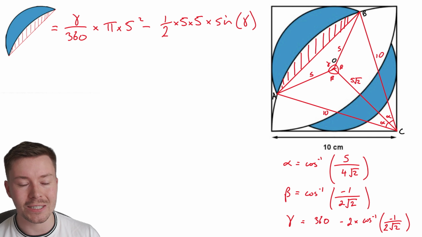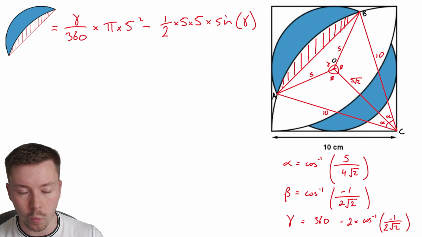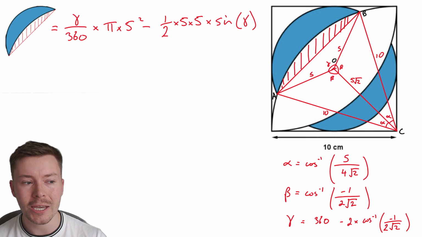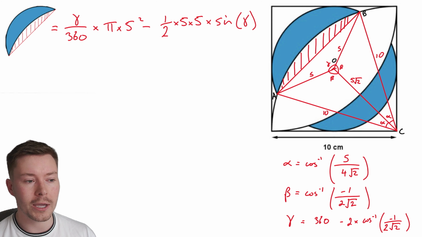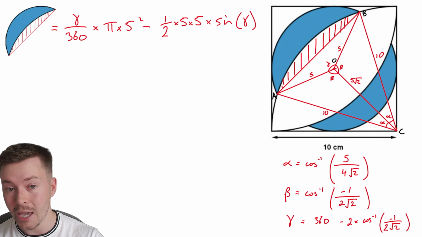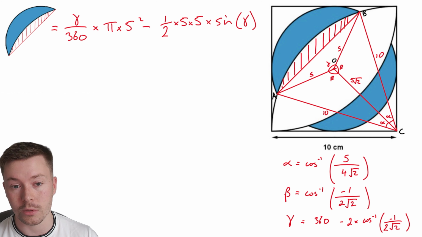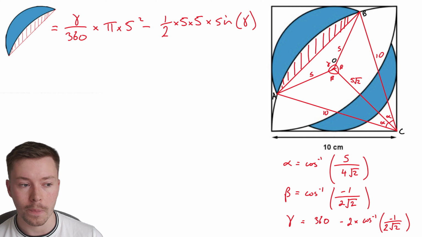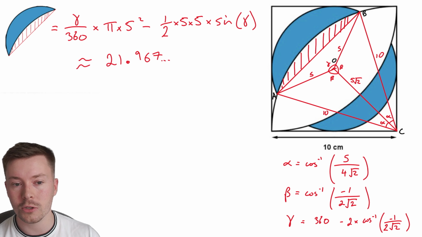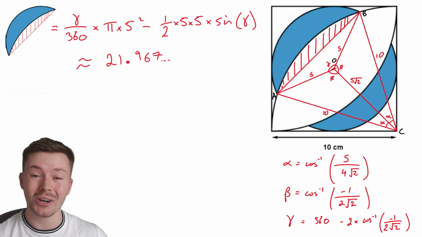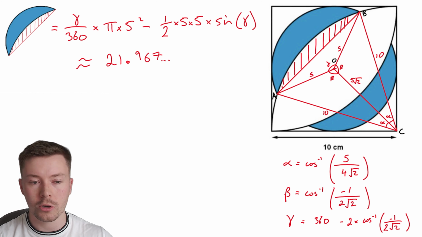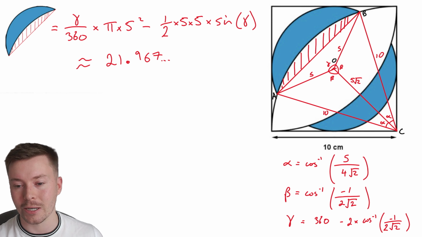So gamma over 360, because it's that amount of degrees we want, times pi, times the radius squared, which is 5 squared. And then I've taken away the triangle. So that is triangle AOB. I've subtracted that. The area of that is a half times 5 times 5 times sine gamma, because that's the angle in between those 2 sides. That gives us an answer of 21.967. And again, save that for later, store it on your calculator, or you can just put the whole calculation into your calculator in a second.